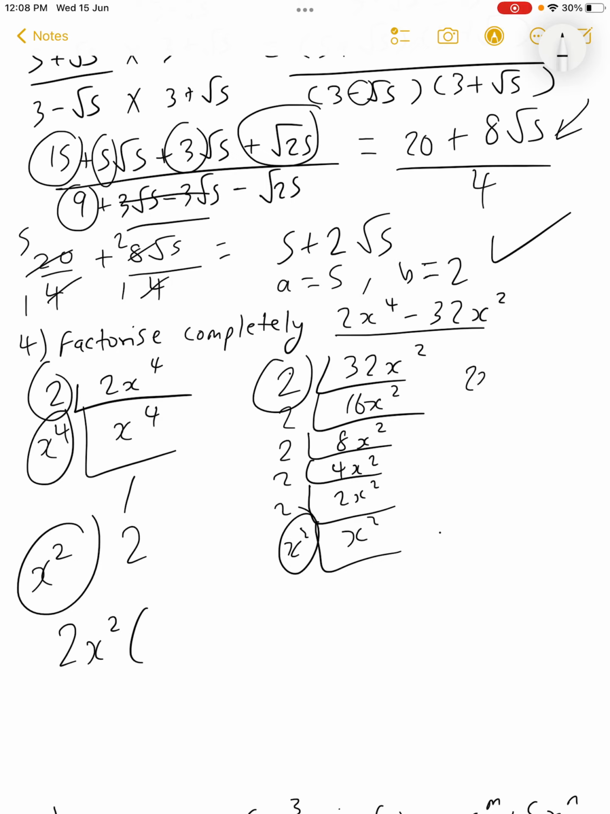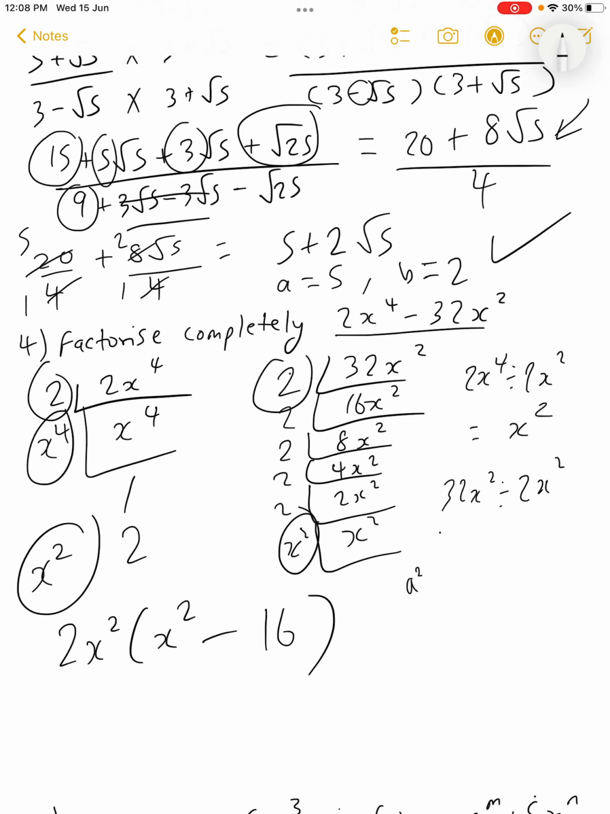Now what you need to do is you need to do 2x4 divided by 2x squared. That should give you about x squared as well. Then in the brackets you get 32x raised to the power of 2 divided by 2x squared. Now this one should give you about 16. That's it. So this is how you factorize that equation completely. So you get 2x squared, brackets, x squared minus 16.